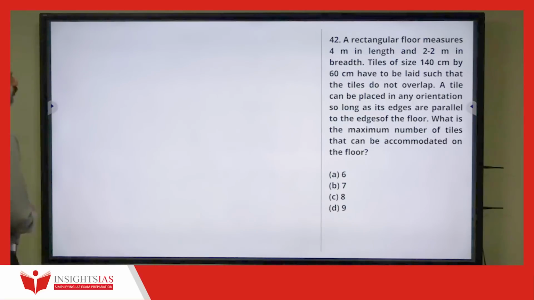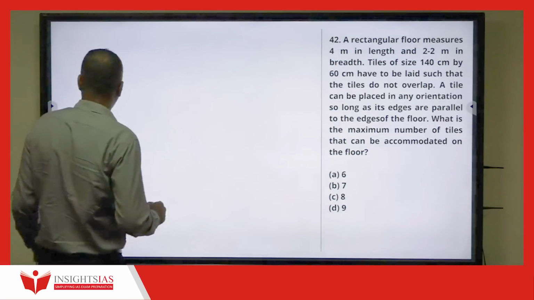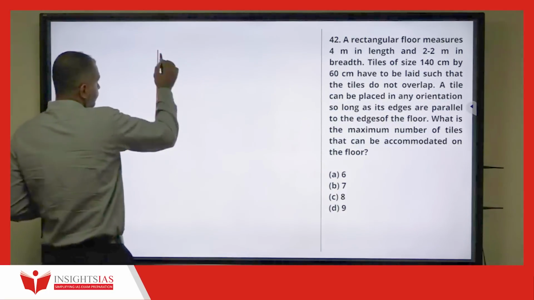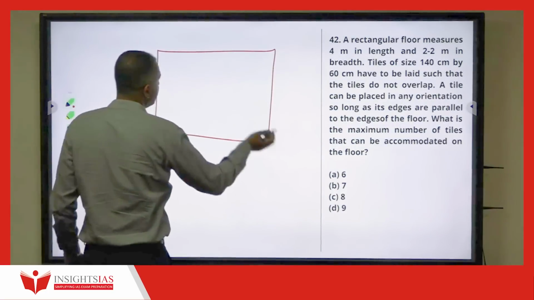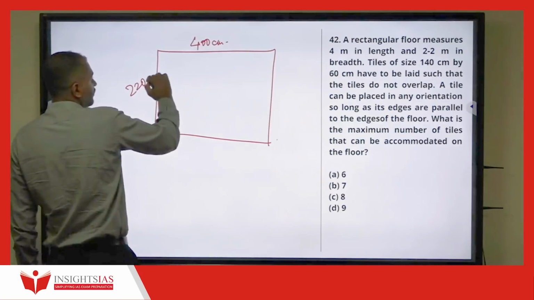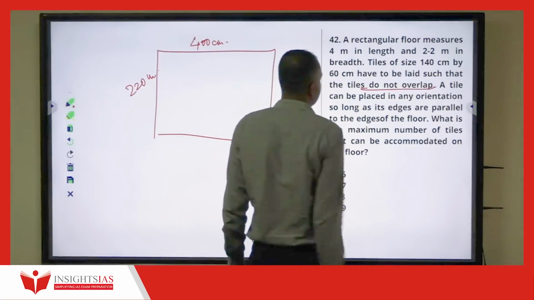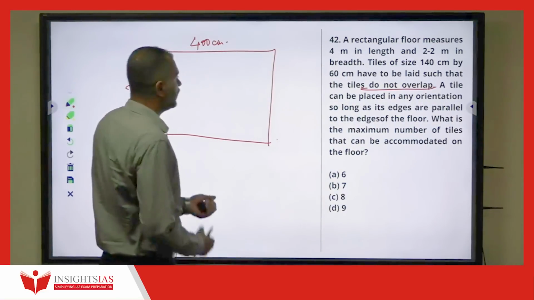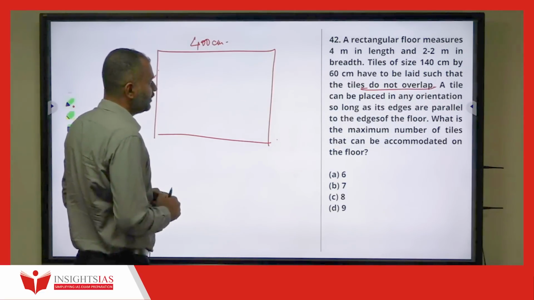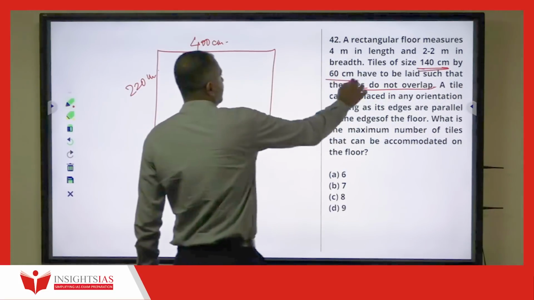A rectangular floor measuring 4 meters in length and 2.2 meters in breadth, that is 400 centimeters and 220 centimeters, has to be laid such that the tiles do not overlap. A tile can be placed in any orientation so long as edges are parallel. What is the maximum number of tiles that can be accommodated on the floor? The size of the tiles is 140 by 60 centimeters.